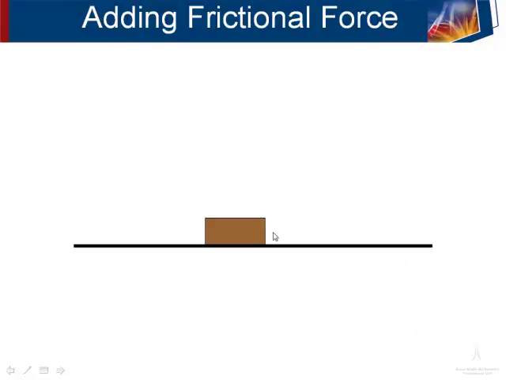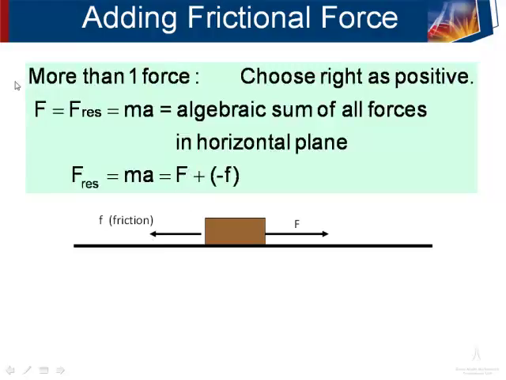Now we're going to consider adding frictional force. We were considering a box on a frictionless plane. Now we're going to make sure friction is included in this. If we have an applied force in this direction and a frictional force in the opposite direction, what will happen? Remember, now there's more than one force.